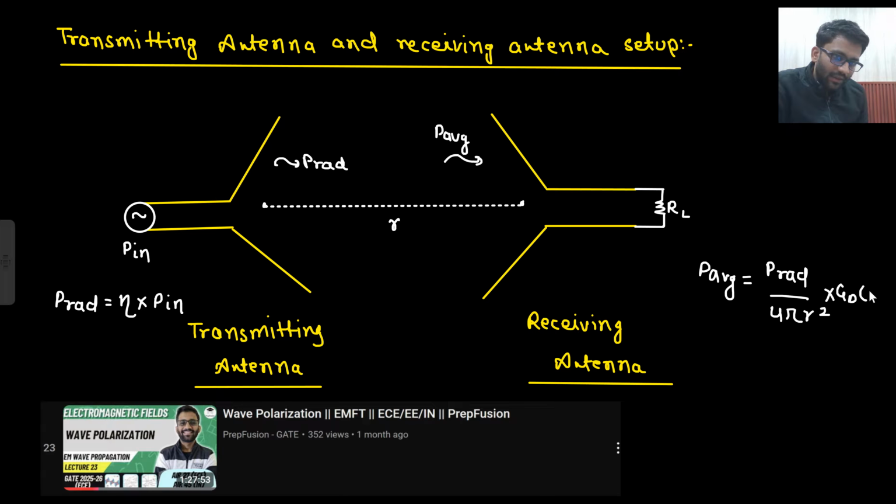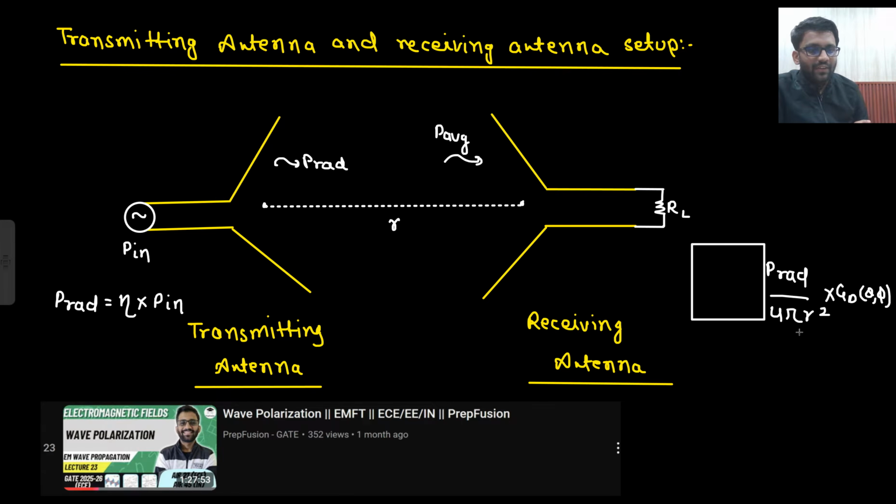into directive gain. Also, I told you this 4 pi R square will come only if you are taking the complete sphere, that means the range of theta is from 0 to pi. Then only 4 pi R square will come. If you are taking a hemisphere, then 2 pi R square will come. Right? So, till this point we have studied.